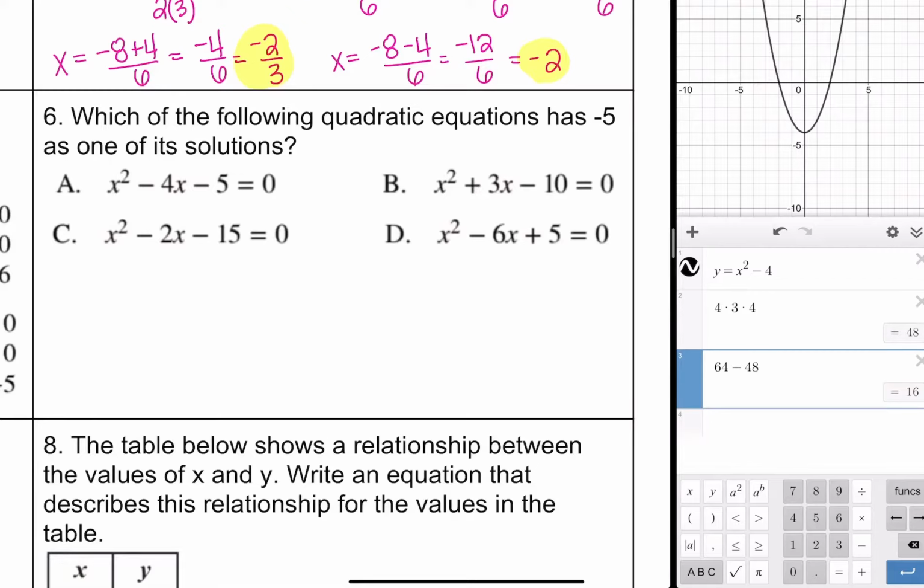If you missed number 6, here is a quick explanation. Which of the following has negative 5 as one of its solutions? The quickest way to do this would be to graph it. So graph each quadratic and look for an x-intercept of negative 5.